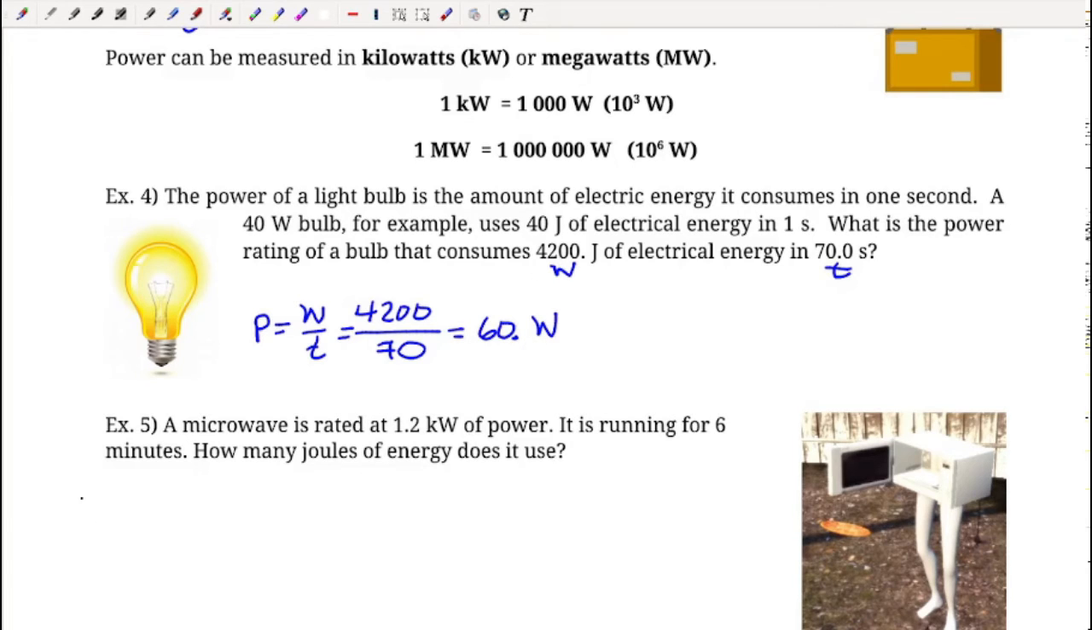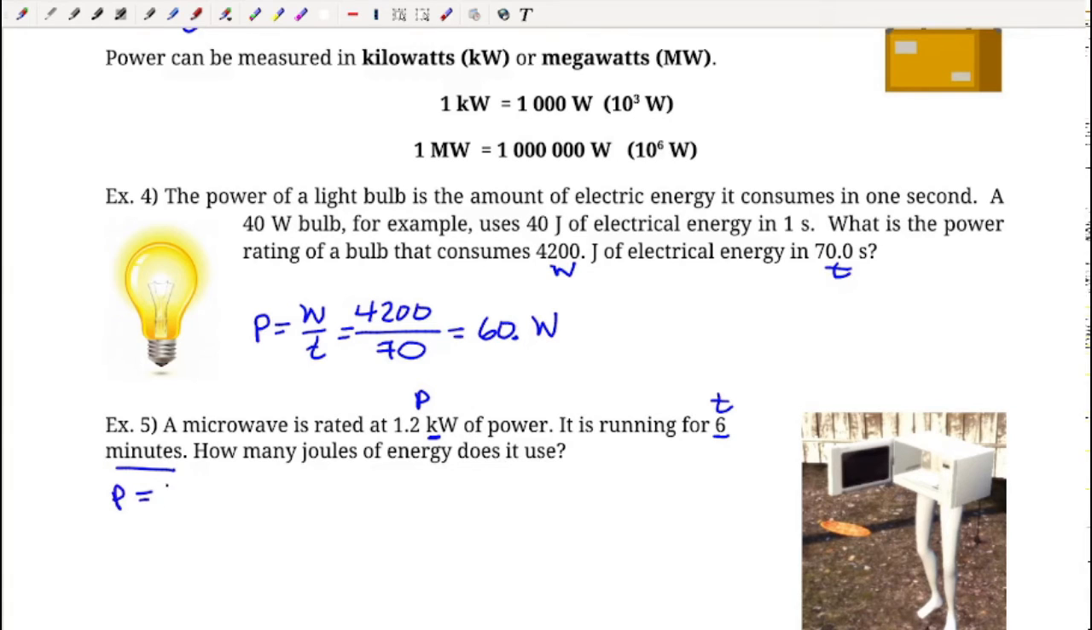Example number 5: a microwave is rated for 1.2 kilowatts of power. So now we've got this kilo coming in. 1 kilo is 1,000 watts. You may need to convert that. It is running for 6 minutes. There we've got our time. So we have power, we've got our time. How many joules of energy does it use? So again, that joules of energy, that's how much work is done.